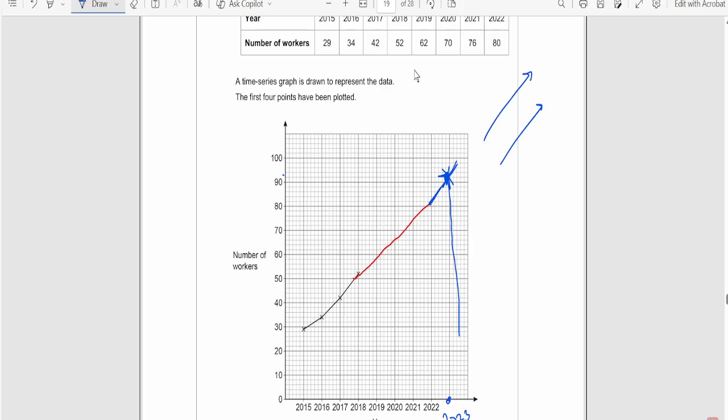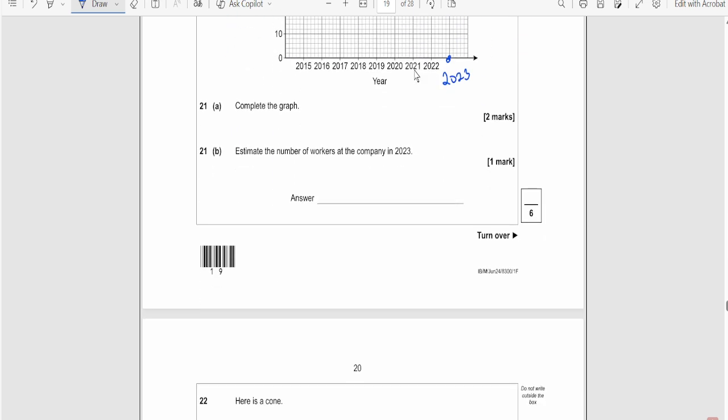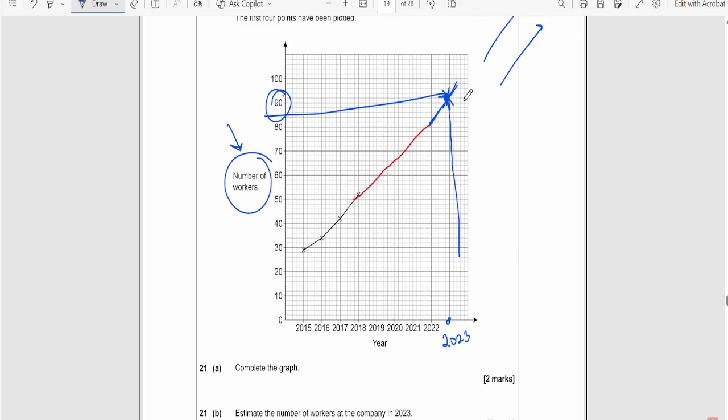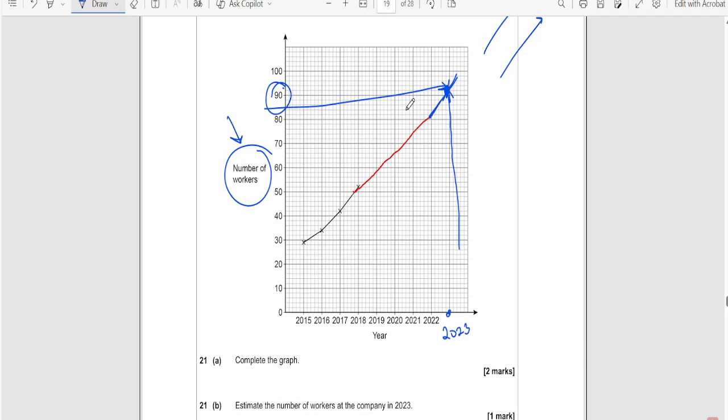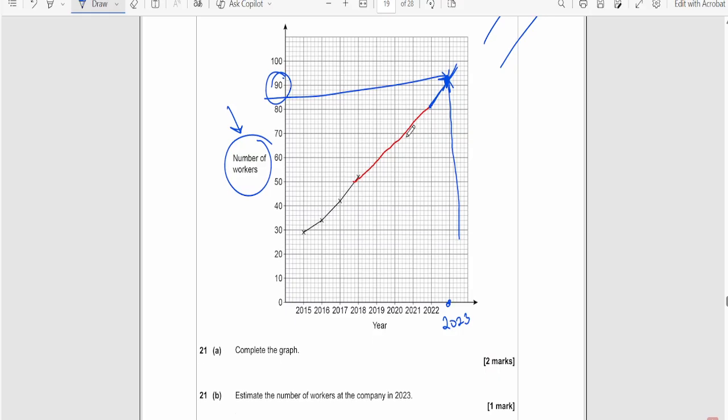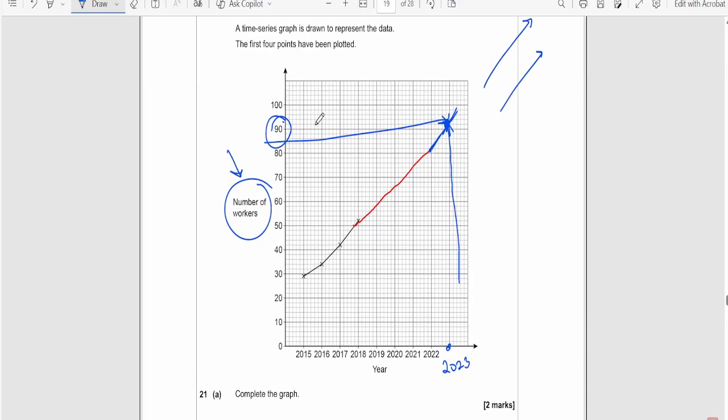Are you getting it? Just extend this line and check the corresponding value of workers, because on this side we have the number of workers, right? That's your answer. This would be done properly with the help of a ruler, because I'm making a rough line, so it is not going to give me the correct answer. Okay, you need a ruler for this. 90 then. Yeah, but if you do it with a ruler, you might get a different answer, and that would be your correct one. Just keep a ruler, extend it till 2023 and check the y value. Y value means this vertical value.